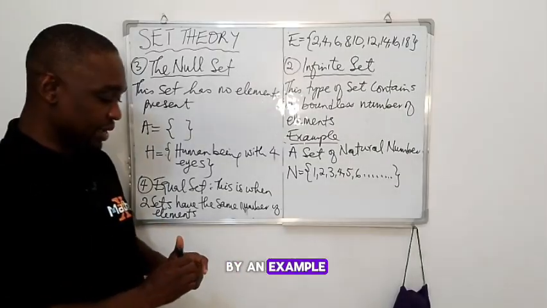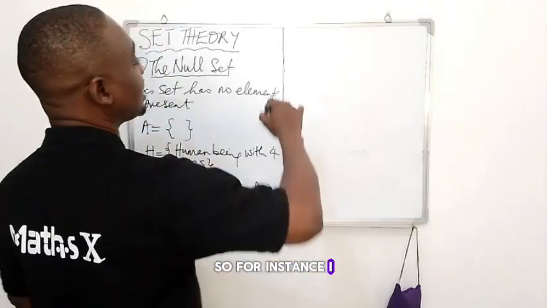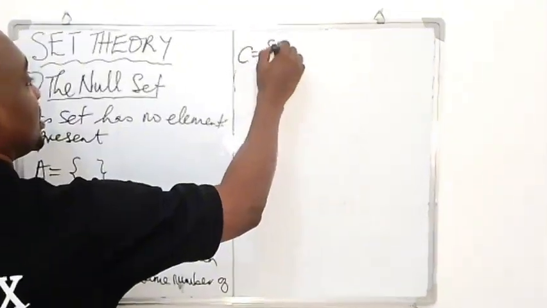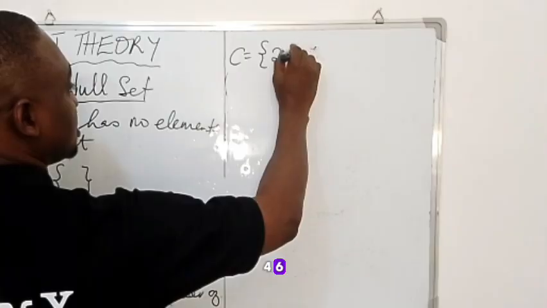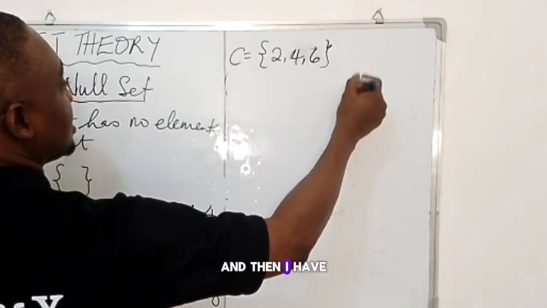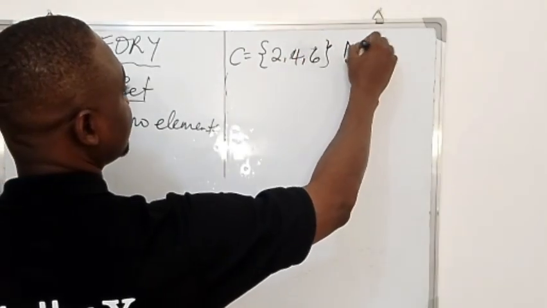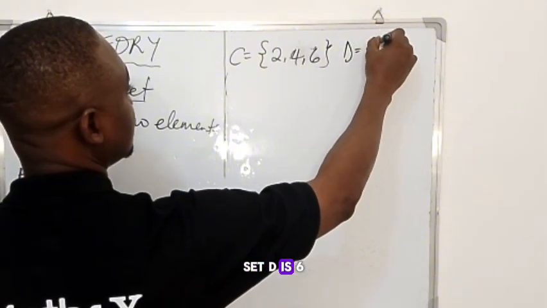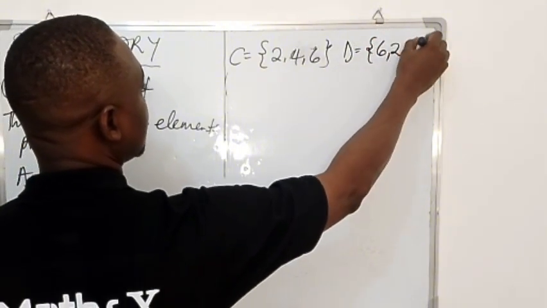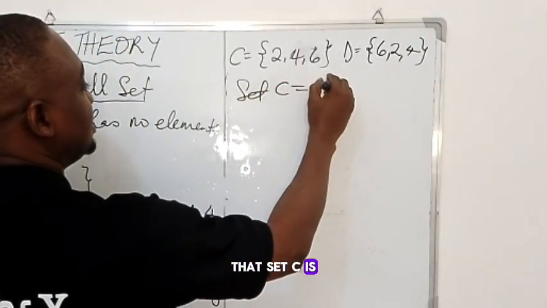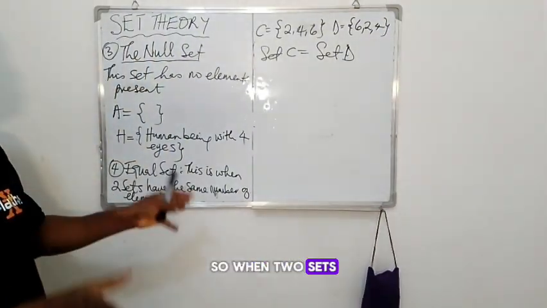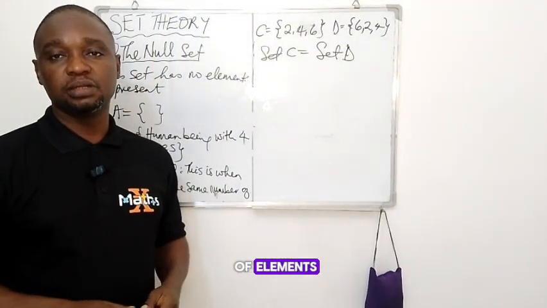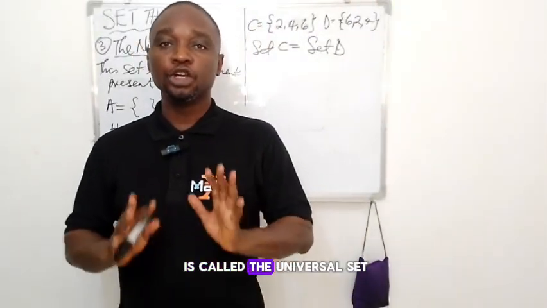For instance, let's go by an example. I have a certain set C having elements 2, 4, 6. And then I have another set D. Set D is 6, 2, 4. That set C is equal to set D. And that's what it is. So when two sets have the same number of elements, they are called what? Equal sets.